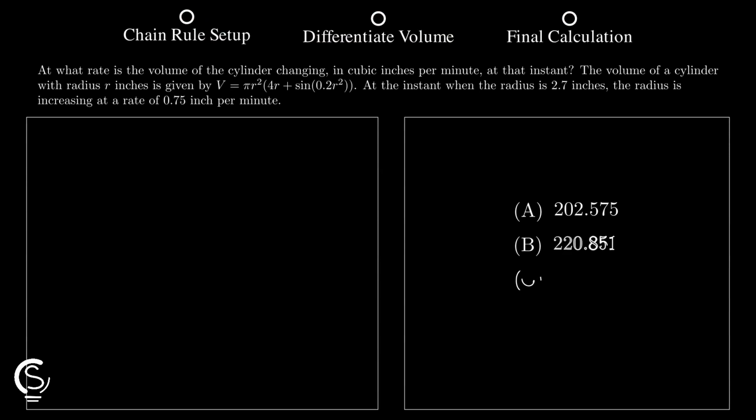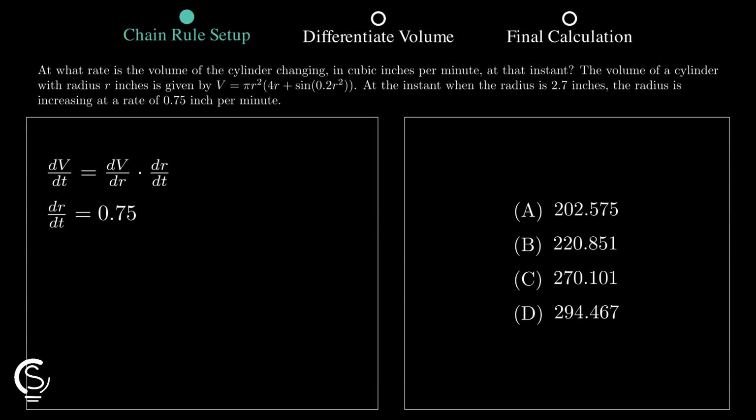To find the rate of change of volume, we apply the chain rule. We need the derivative of volume with respect to radius multiplied by the rate of change of radius.